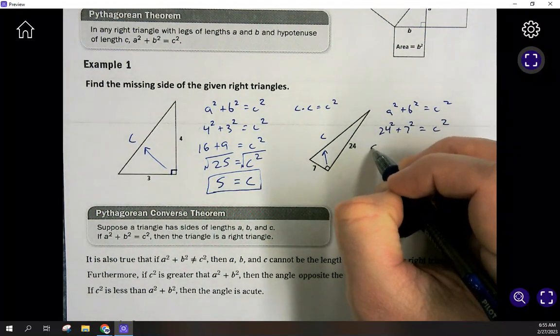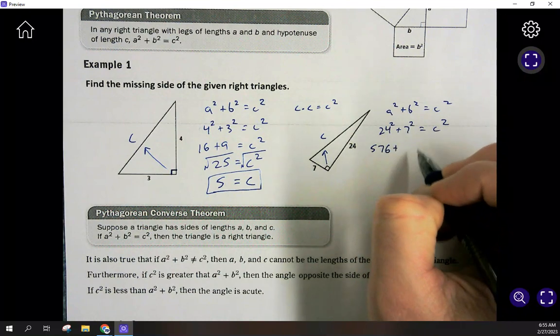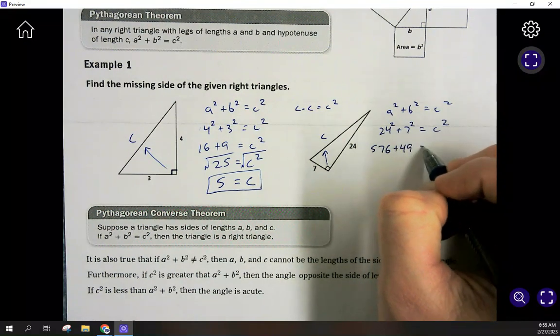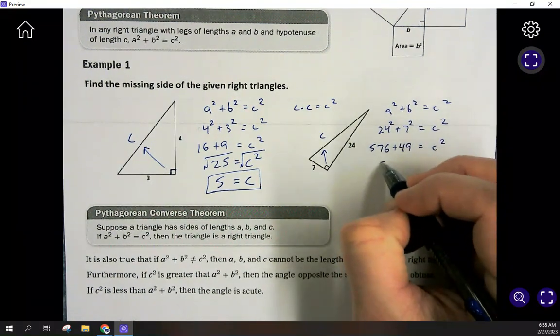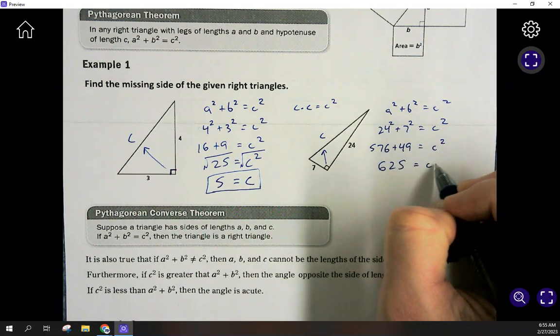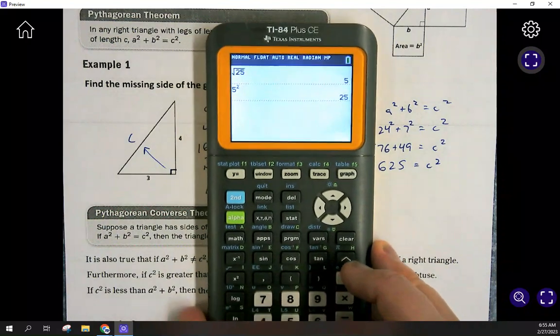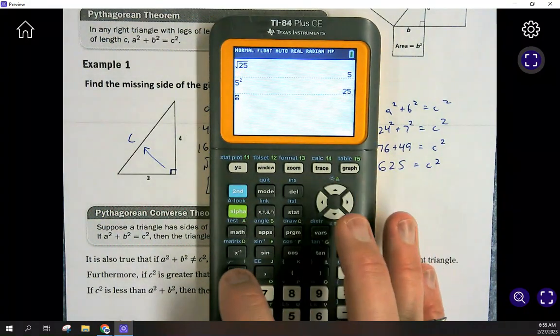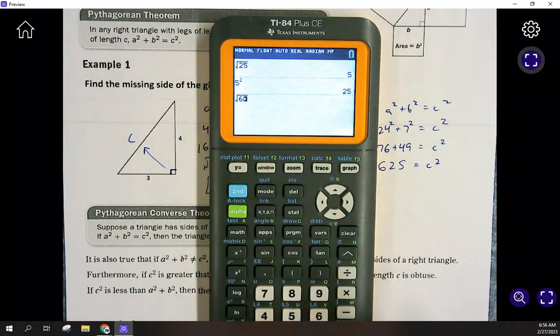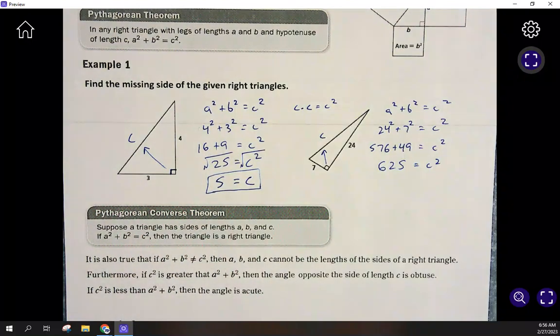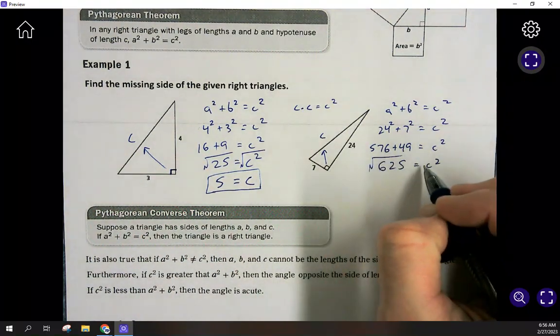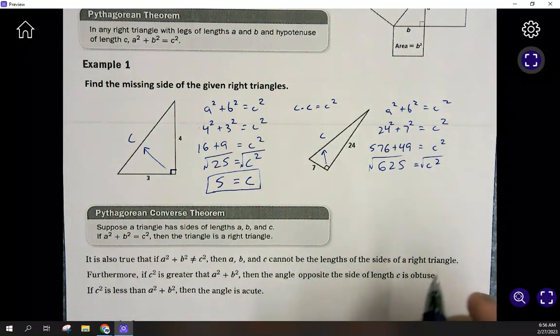24 squared is 576. 7 squared is 49. You would combine those and you get 625. And that's not necessarily one that you will know right off the top of your head. So we're going to hit second to get to the square root, punch in 625, and our answer there is 25. So the way we show this algebraically is that we actually square root both sides of the equation.